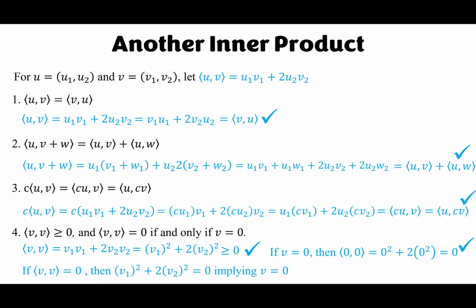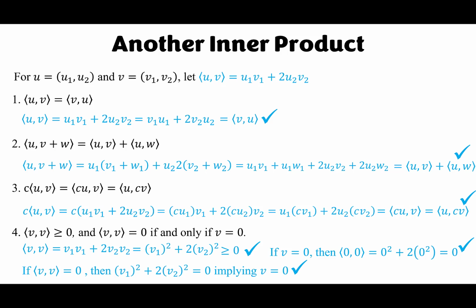And lastly, if the inner product of v with itself is 0, then that means v1 squared plus 2 times v2 squared is equal to 0. The only way that can be true is if v is the 0 vector. So that satisfies the last part of property 4.